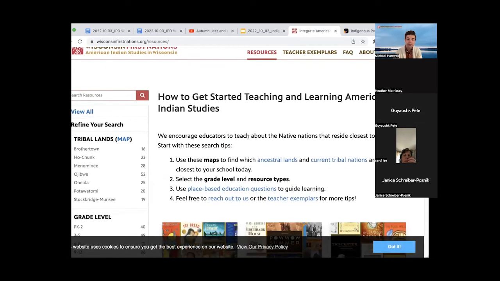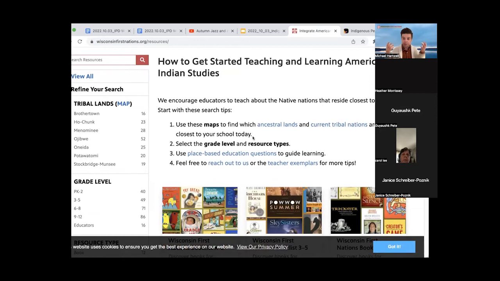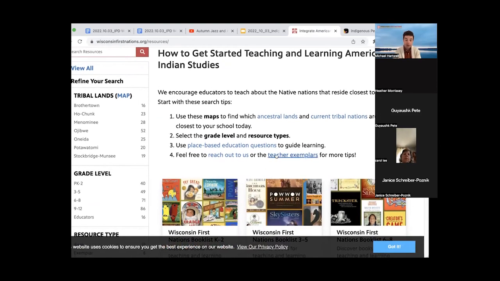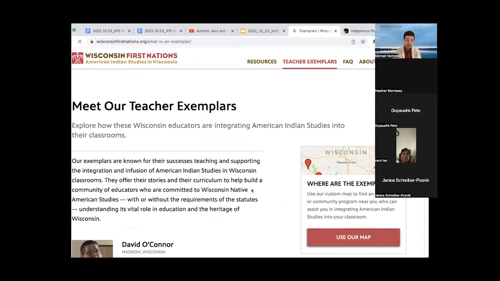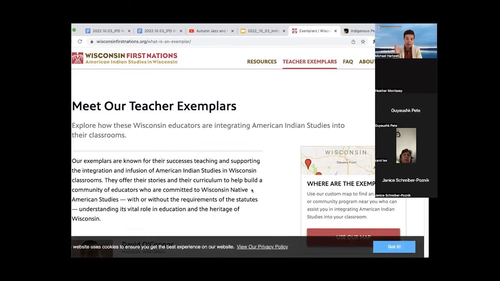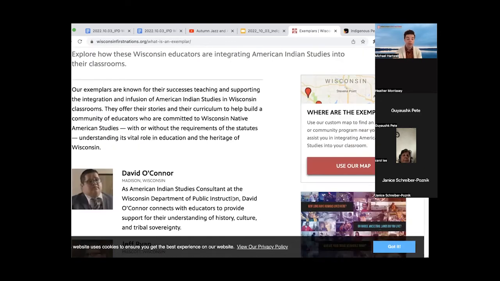And lastly, number four on this Where Do I Start page on Wisconsin First Nations, you can reach out directly to the folks that run Wisconsin First Nations with any questions. There are also teacher exemplars. Every good teacher knows that we beg, borrow, and steal to get by. We share knowledge. That's how we learn. That's how we grow. That's also how we support our colleagues and support students that we're not teaching firsthand.